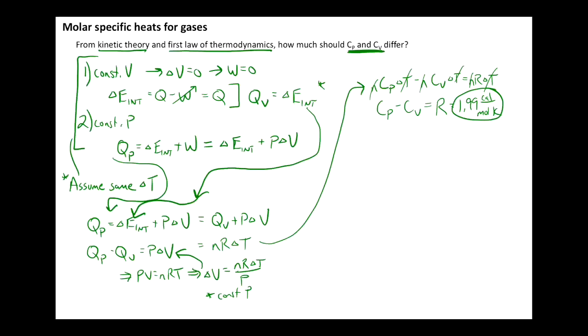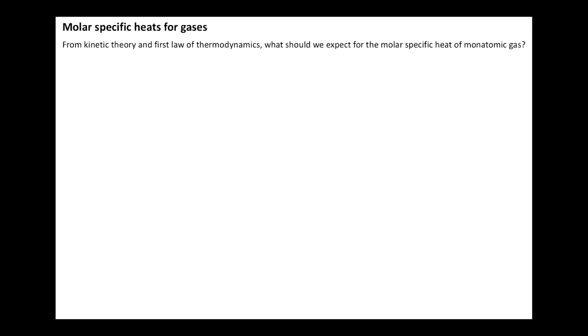So, we know the difference between CP and CV, but we can also use the kinetic theory and the first law of thermodynamics, and this one is shorter, to figure out what the molar specific heat should be for a monatomic gas and make sure that agrees with the table as well. So, for constant volume, we know that the change in internal energy is just equal to Q. We saw that on the previous slide.